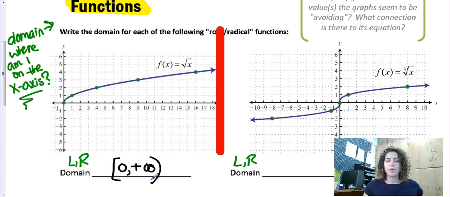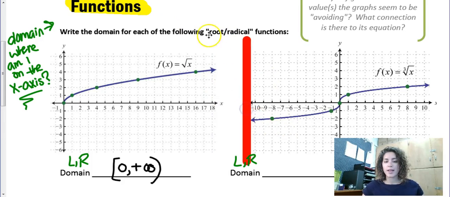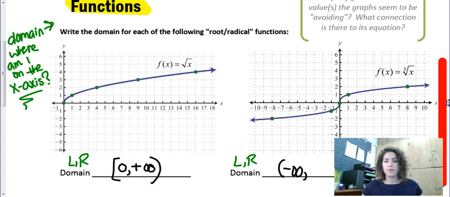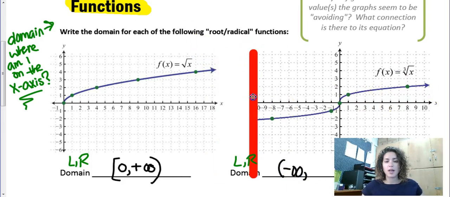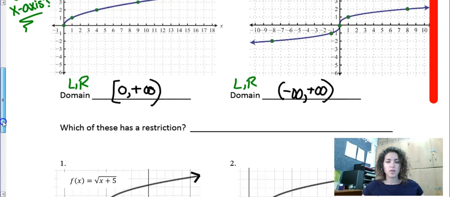Coming in for the second graph on the right, the process repeats. Coming from the left, this time I hit an arrow, which would be negative infinity. Now coming in from the right, I hit another arrow, so that would be positive infinity. When it's negative infinity to positive infinity, remember you have the option, all real numbers.